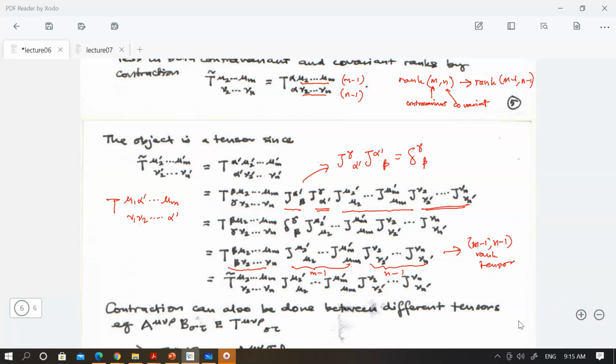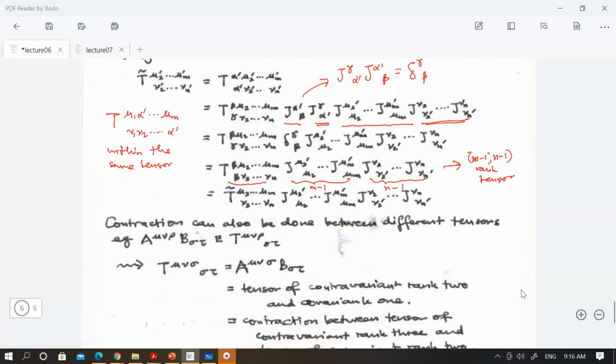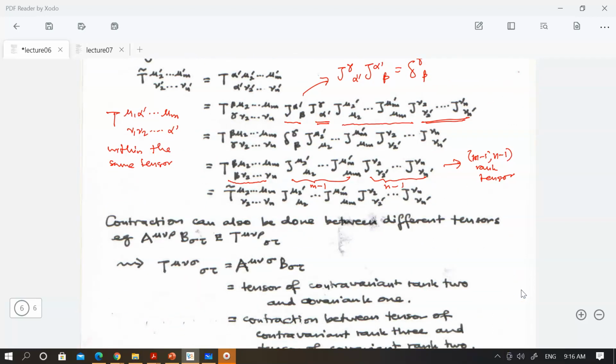Now we can even do a contraction here within the same tensor, in the same tensor. Now one can also do the following, where you get two different tensors, for example here A and B. So if I were to think of this independently, this will be a contravariant rank 3 tensor, and this will be a covariant rank 2 tensor.